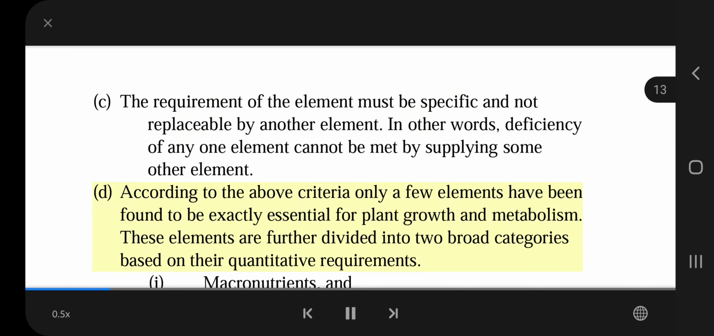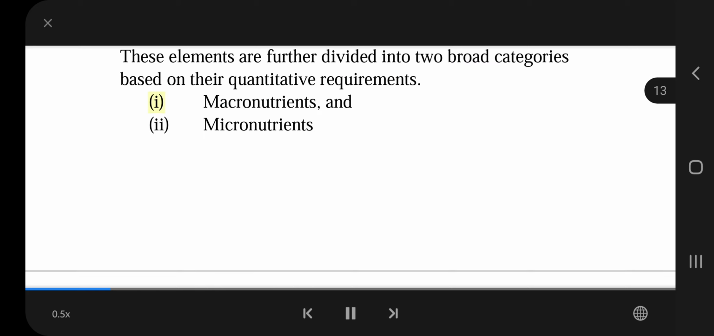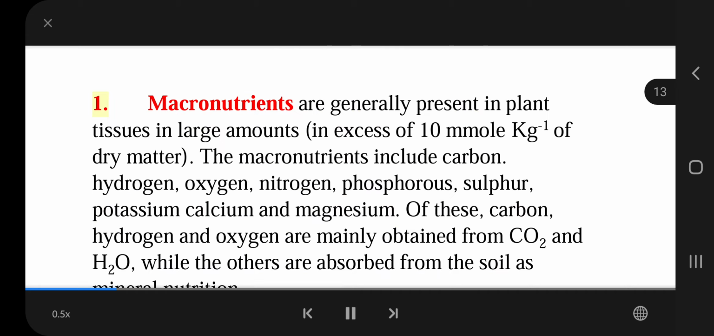D. According to the above criteria, only a few elements have been found to be exactly essential for plant growth and metabolism. These elements are further divided into two broad categories based on the quantitative requirements, i.e., macronutrients and micronutrients.